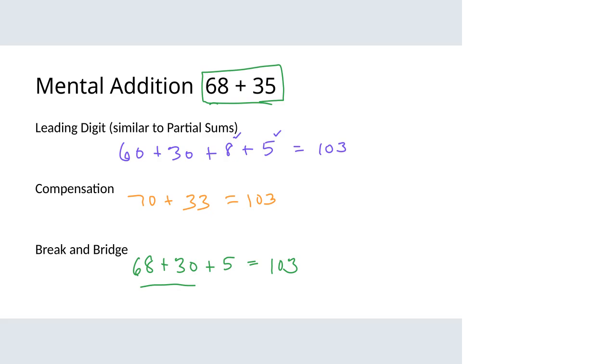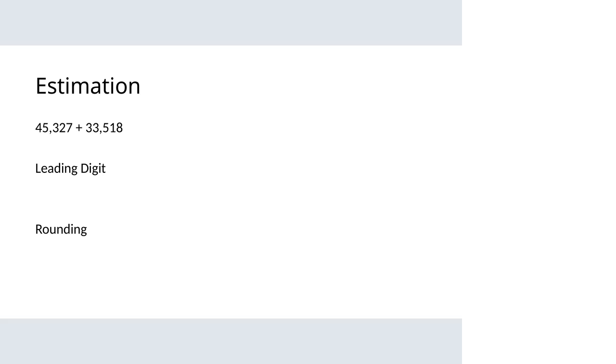I also want to talk a little bit about estimation. Whenever we're estimating, we don't need an exact answer. We're just coming up with an estimate. But we don't just want to throw some random number out there. We want to have a certain strategy to it. And there's a couple of strategies we're going to look at. One of those is leading digit estimation.